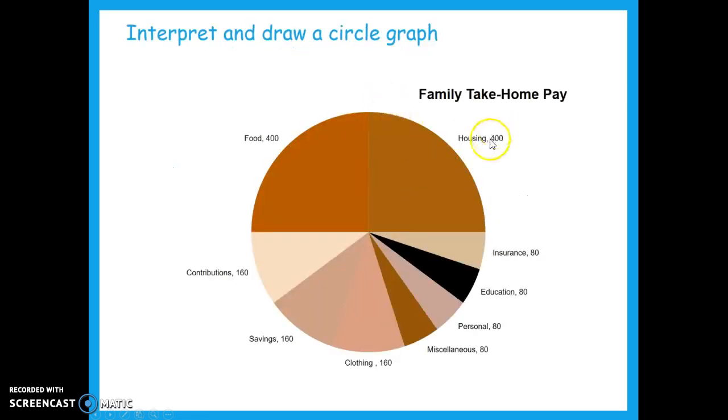So here we're looking, don't forget your values. So this is our family take-home pay. There's our title. And then, again, to help, this could be a percent, or you can have the actual value. Both is actually preferred. So here we see, looks like a quarter or 25% of the family's take-home pay goes to housing. The other 25% goes to food. Then we have contributions, savings, and clothing are all about the same. And then we have the miscellaneous personal education and insurance, about $80 each.